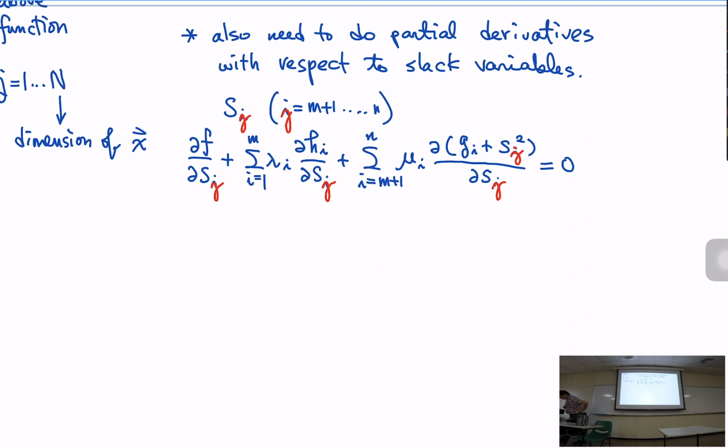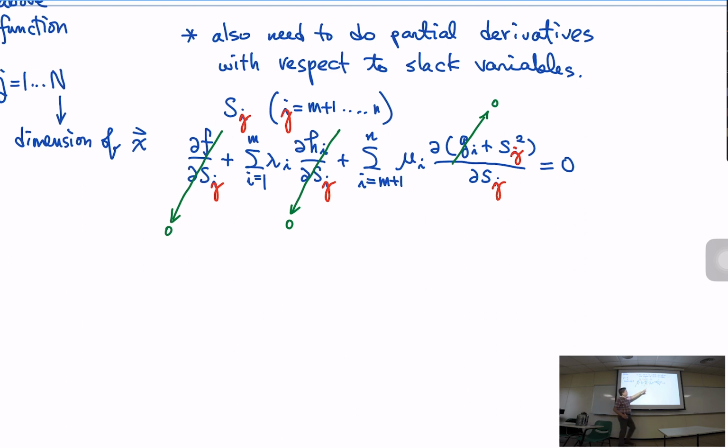Now, is f a function of s? No. f has nothing to do with s, so this term becomes 0. How about h? h has nothing to do with s. How about g? g has nothing to do with s either. So this term becomes 0 as well.